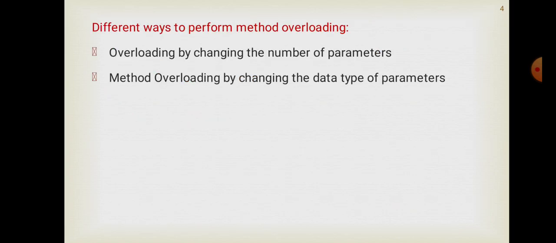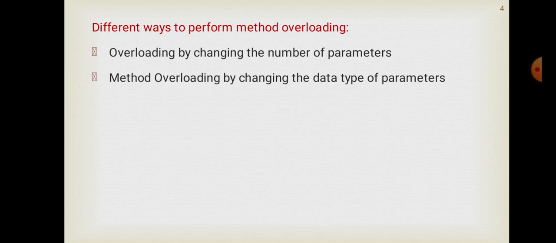Next, there are two different ways to perform method overloading. One is overloading by changing the number of parameters. Second is method overloading by changing the data type of parameters. The first one, changing the number of parameters: consider a function called sum. I can use void sum of integer a, a single parameter. Similarly, I can use integer sum of integer a, integer b. Instead of a single parameter, here I am using two parameters. So this is overloading by changing the number of parameters.